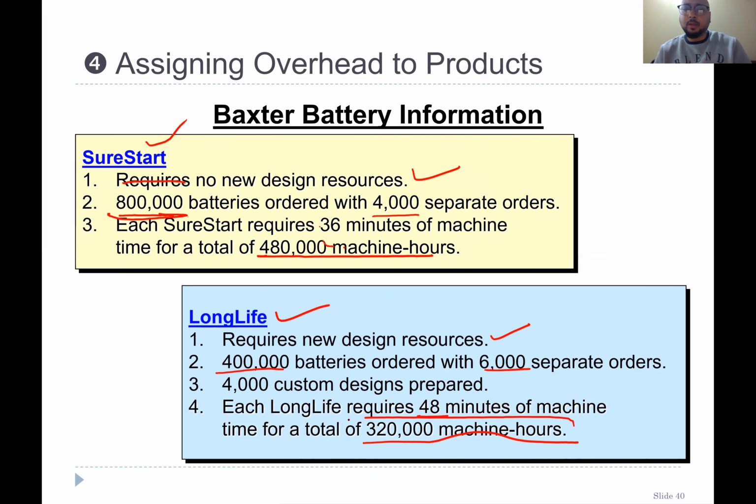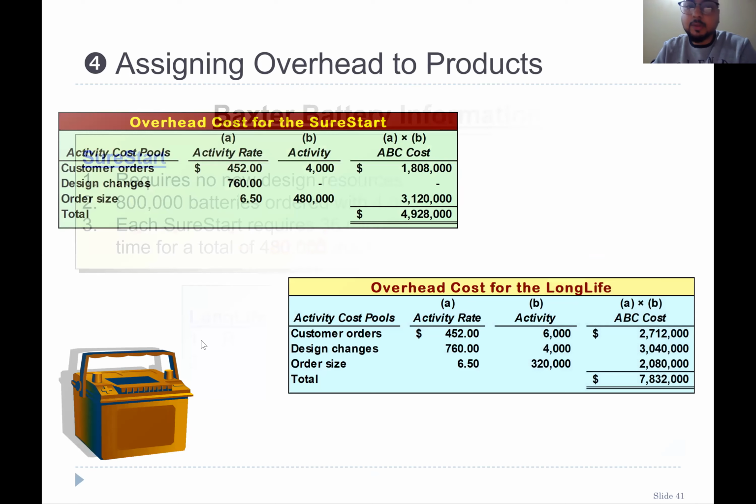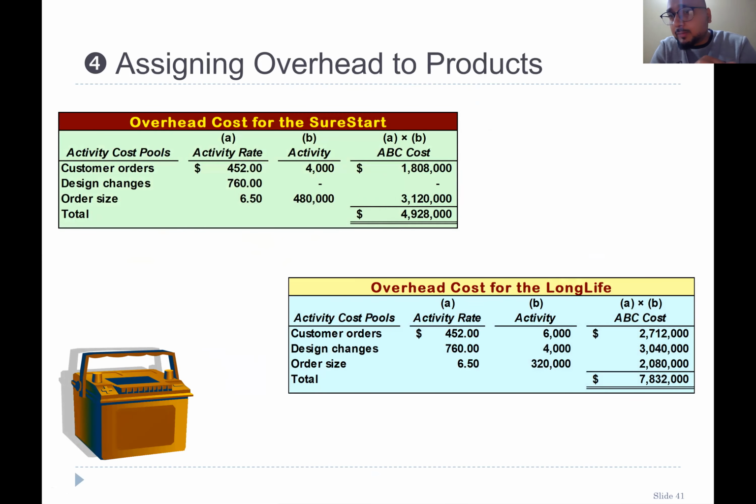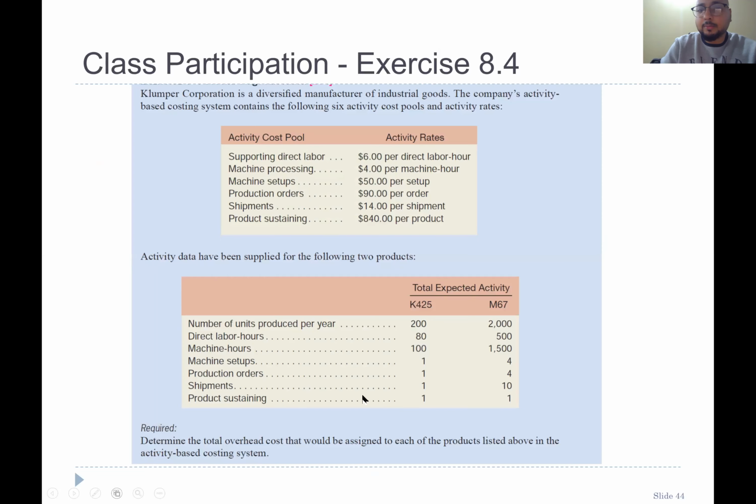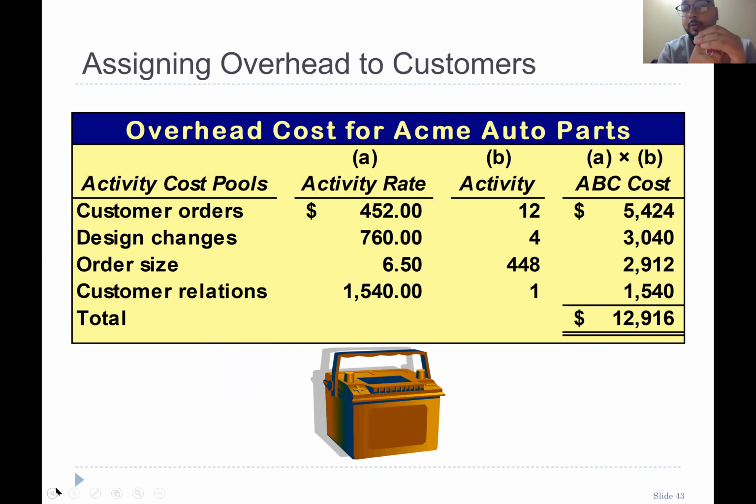If you want to find out the cost of short start and the cost of long life, let's talk about that. So, overhead cost for short start. Let's go back and explore what we have done here. We found the 4 activities, not the 5. Sorry, I was mistaken. Short start doesn't require any design change, so we don't need the design change activity here, right? So customer orders, design changes, order size, and customer relation.